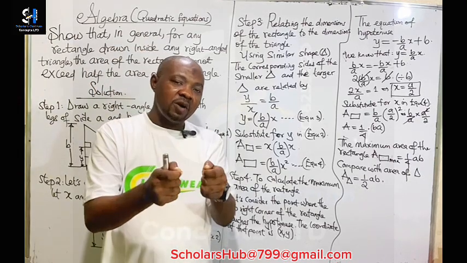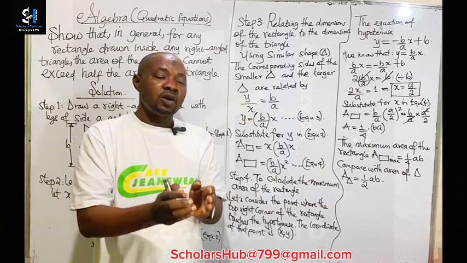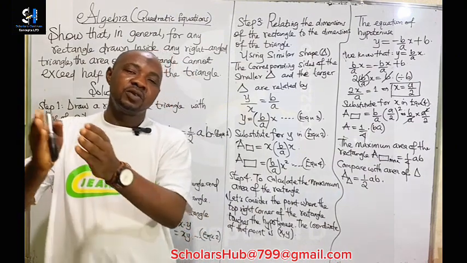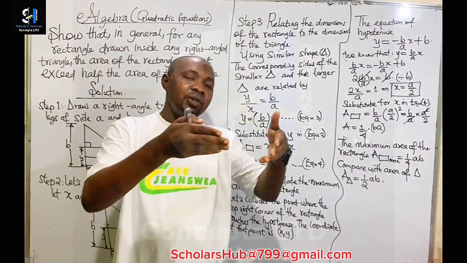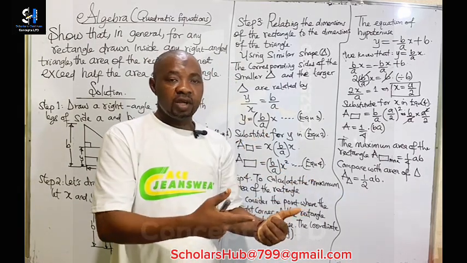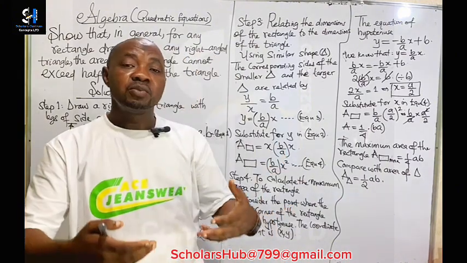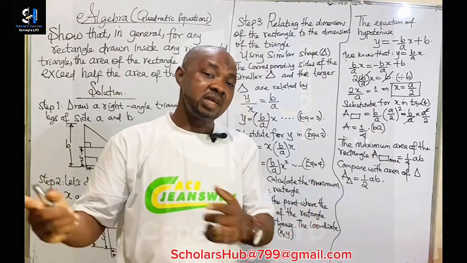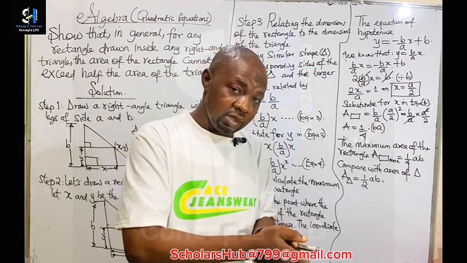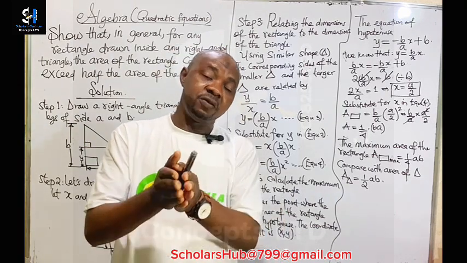But in this case, the area of the rectangle is not equal to the area of the triangle. We want to find out why the area of the rectangle will not exceed the area of the triangle, even when the dimensions of the triangle are the same as the dimensions of the rectangle. So when they say calculate the maximum, or show that the maximum area does not exceed the area of the triangle, what that means is that the largest possible value for x will be a, and for y will be b.